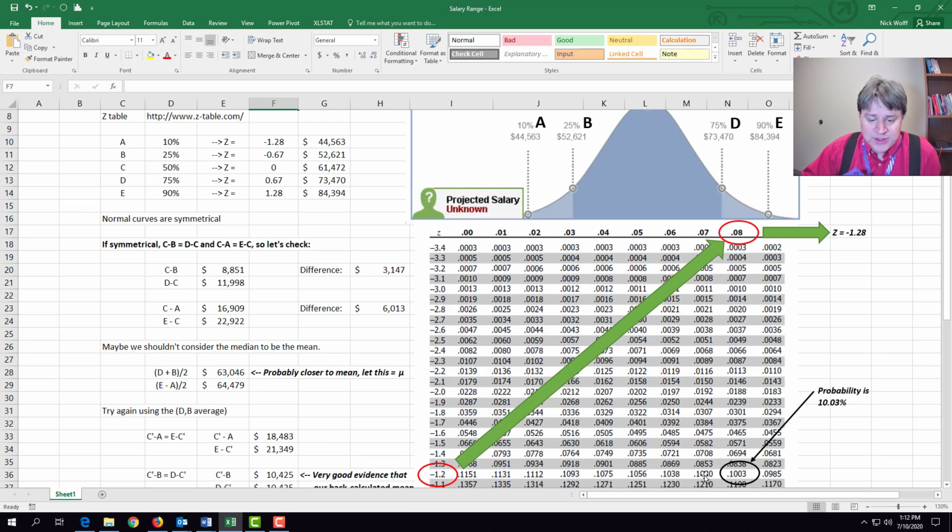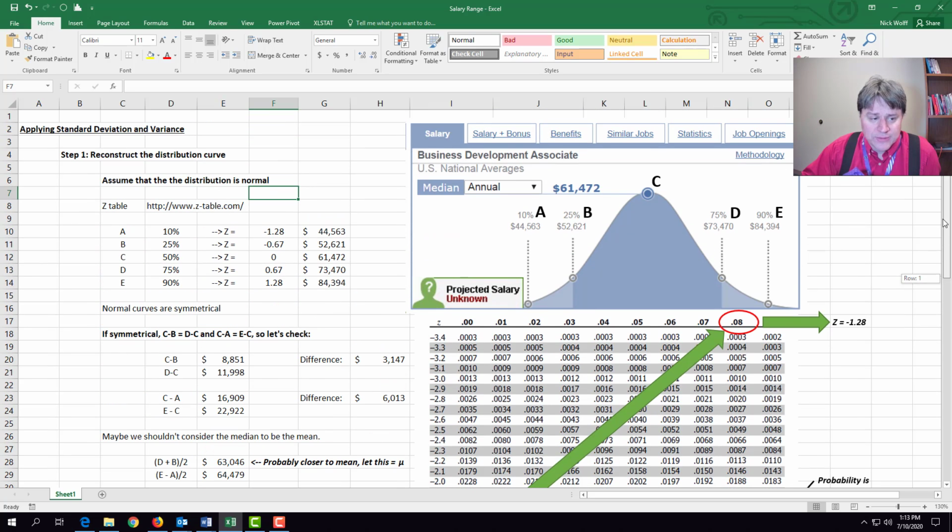So starting with 10%, we come over here to its negative 1.2. And then you follow the top line over to the 0.08. So this is a z value of negative 1.28. That's where that comes from, so that's why I plugged it in here. And I've done the same for all of the 10, 25, 50, 75, and 90% values, and I plugged in all those values here.